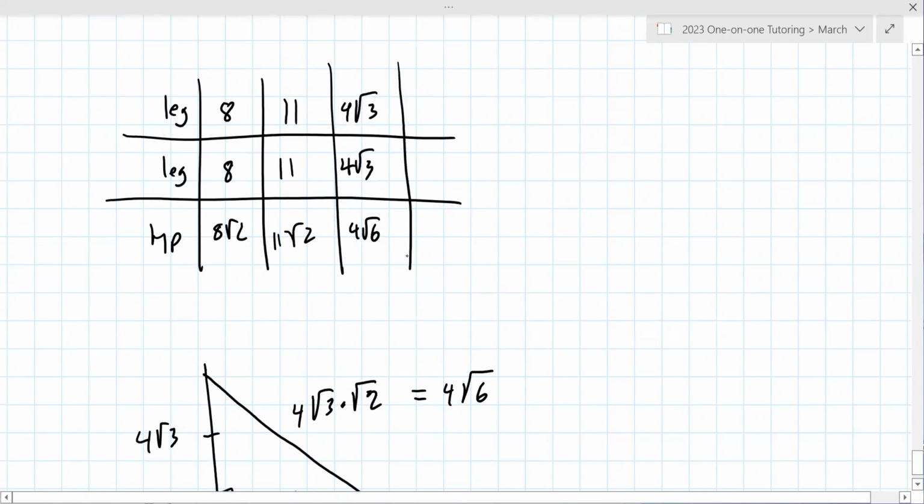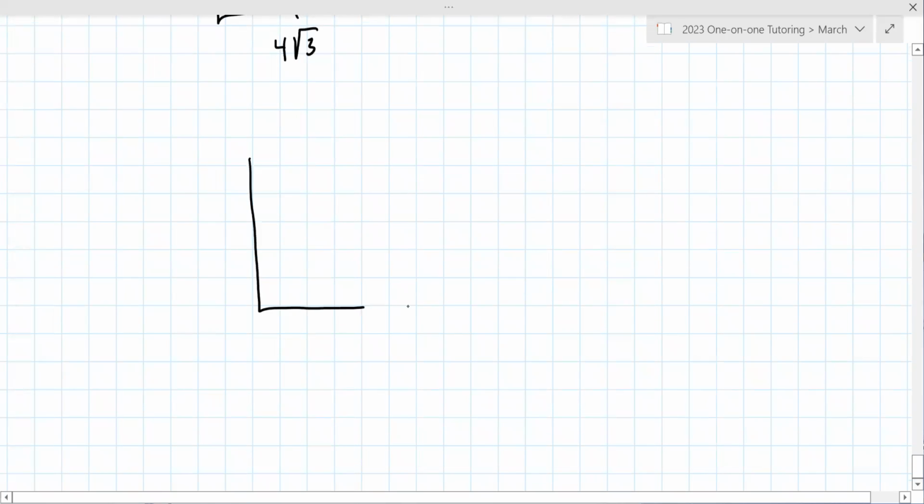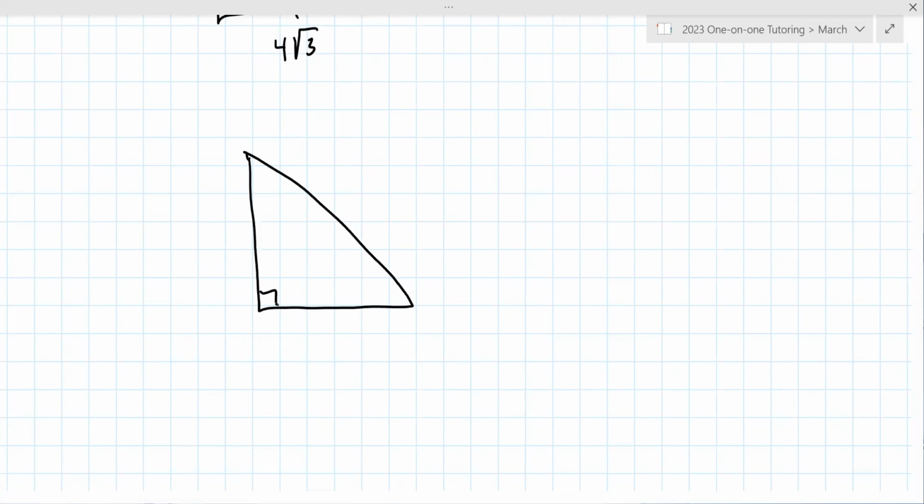All right, I think I understand how that table thing works. They're making more than one problem, like 1, 2, 3, 5 problems out of one. So let's say, how about if it's 12 square root 2? What is the other leg?